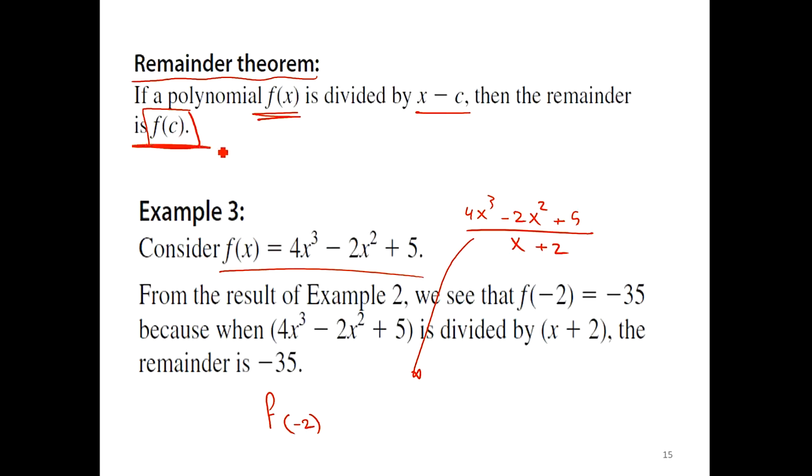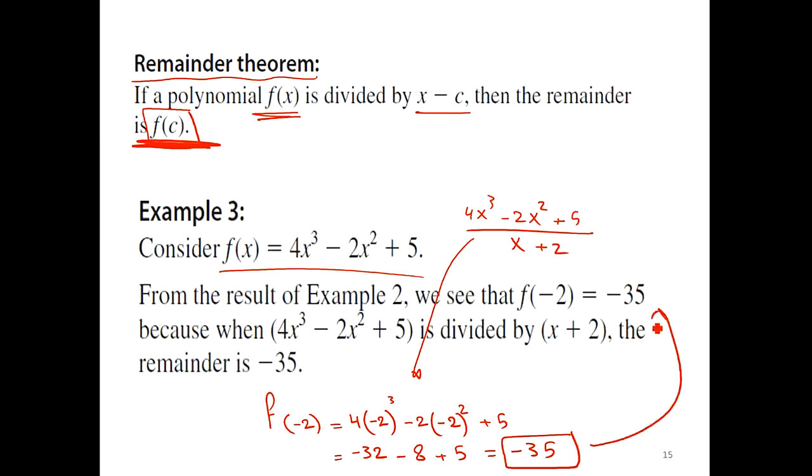This is f of c, c is negative 2, because the divisor here is x plus 2. After substituting, we have 4 times negative 2 to the power 3 minus 2 times negative 2 squared plus 5. So negative 2 to the power 3 is negative 8, negative 8 times 4 is negative 32, and we have minus 8 plus 5. So we have minus 35. This is the remainder R. So we can find the remainder directly by substituting c in f of c.